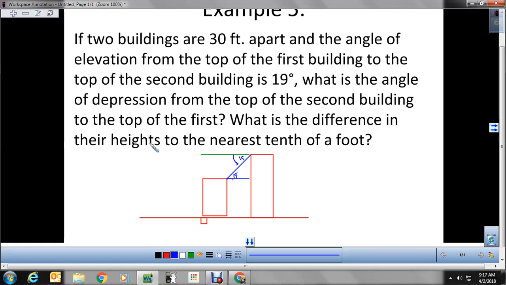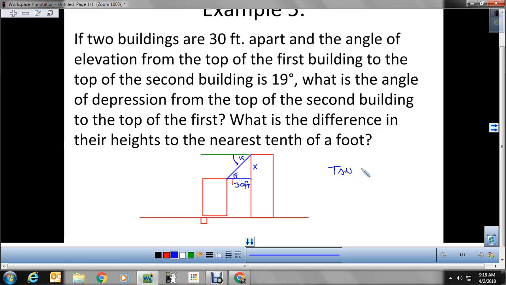What is the difference in their heights? Well, how much taller is this building than this? Well, this is this distance here, x. So one other dimension we know is that the buildings are 30 feet apart, which means that this dimension down here is going to be 30 feet. So we're going to look at what trig functions we have. We do not have the hypotenuse, so we're going to use the tangent function.